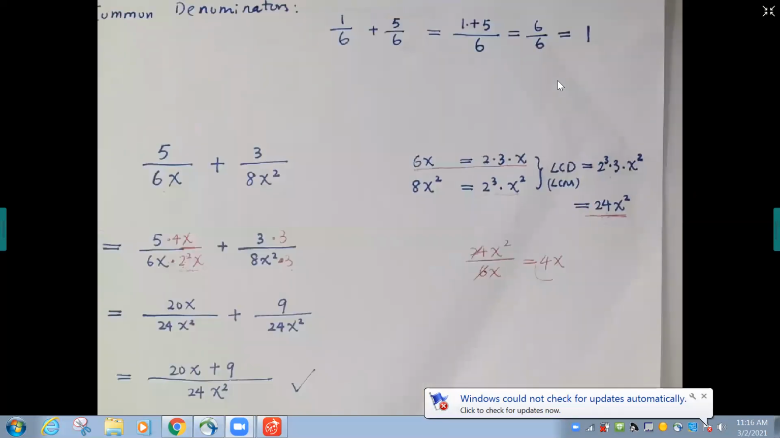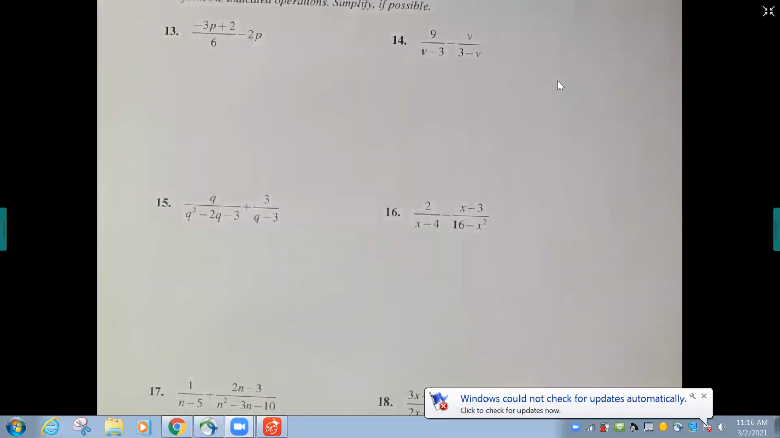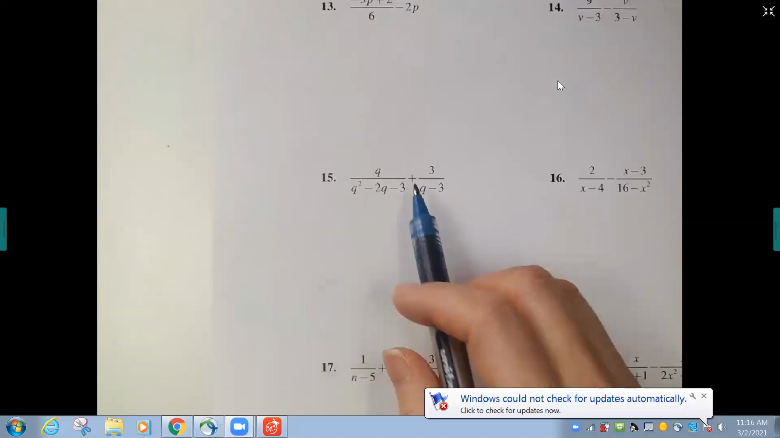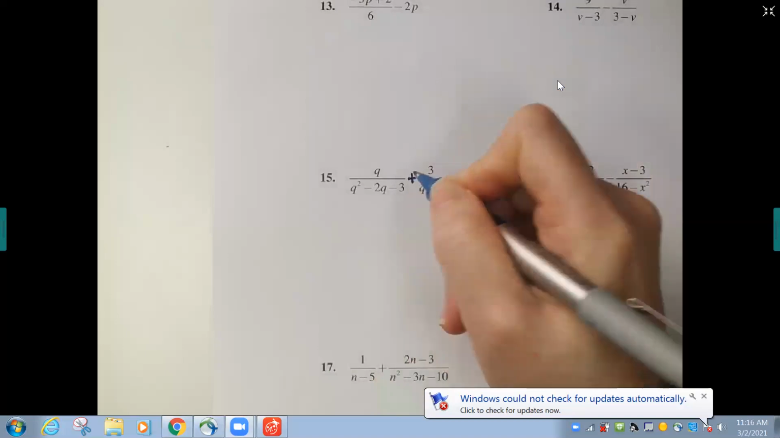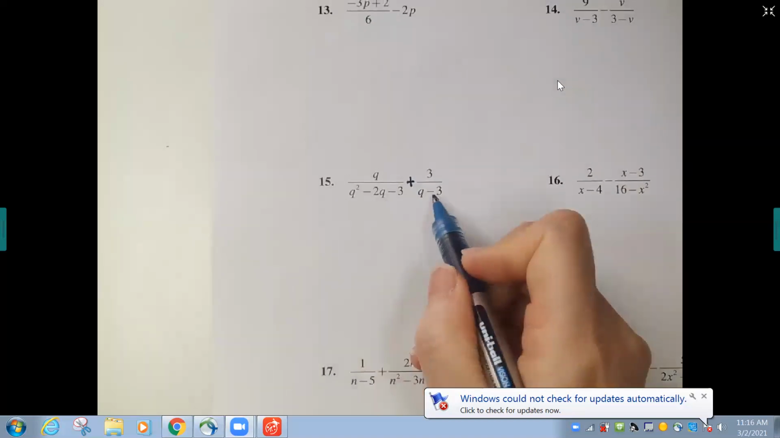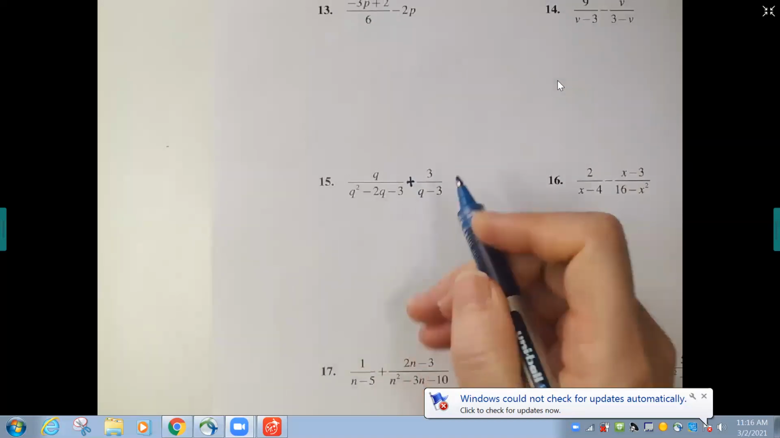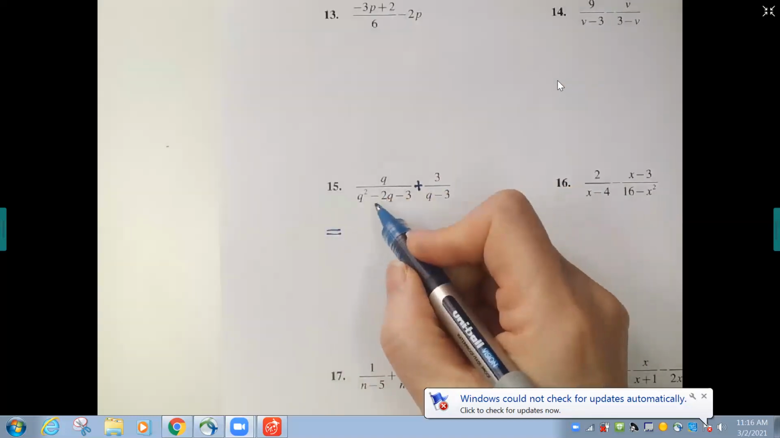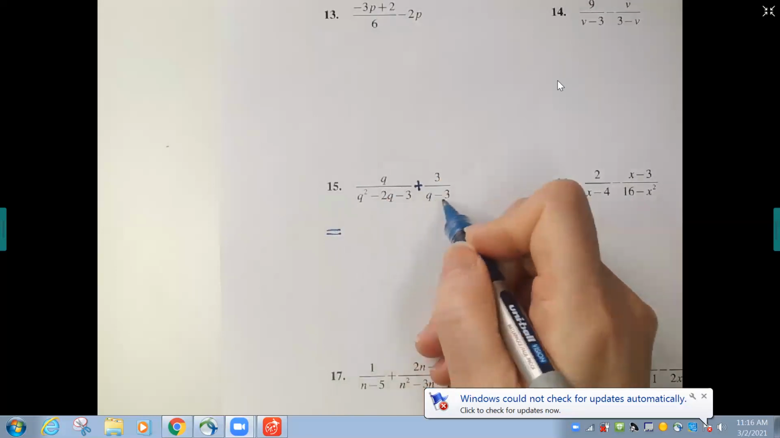One more example now. So now let's go back here. What if I have a problem like this, 15? This is one addition problem. Those two do not have the same denominator. So step one, you can keep this down.